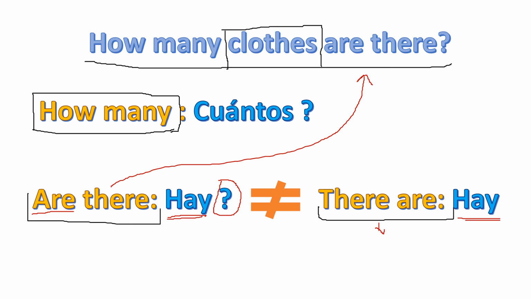Pero cuando la encontramos de este modo, are there, significa hay, pero en una pregunta. Y la utilizamos al final. La vamos a encontrar al final de la pregunta. How many clothes are there? ¿Cuántas prendas de vestir hay? Y la expresión there are, que significa hay, la vamos a encontrar al principio de la oración y es una afirmación o respuesta.